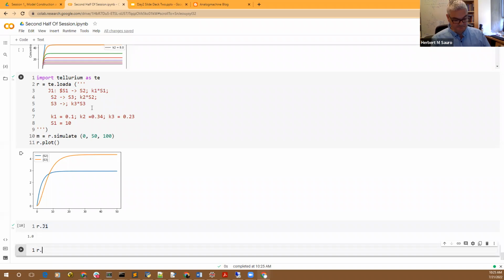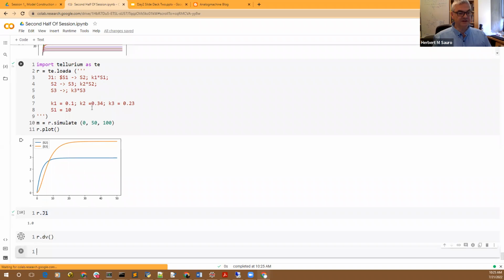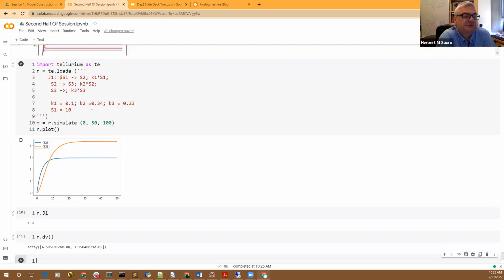In fact, there's a call called rateOfChange vector, which returns all the rates of change. So the rate of change of S1, S2, and S3 are 10 to the minus 8 and 10 to the minus 5.